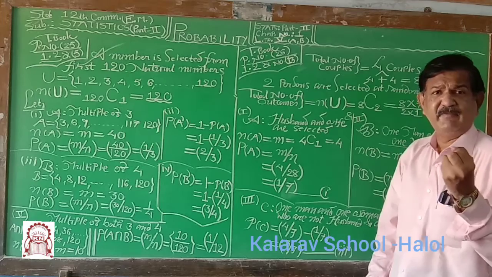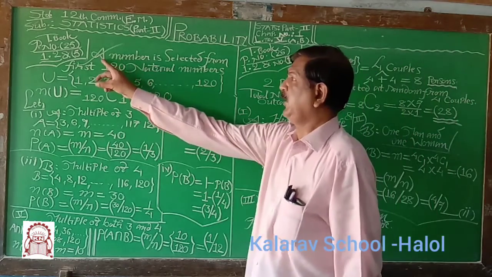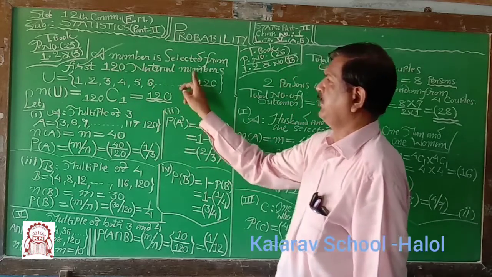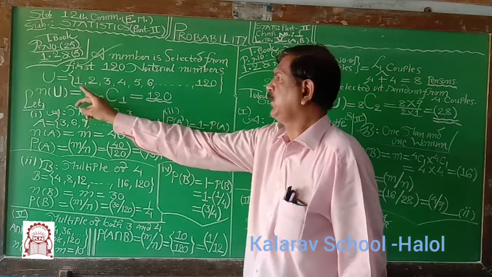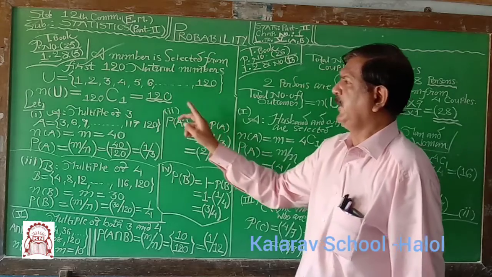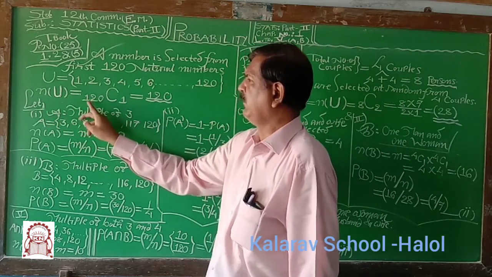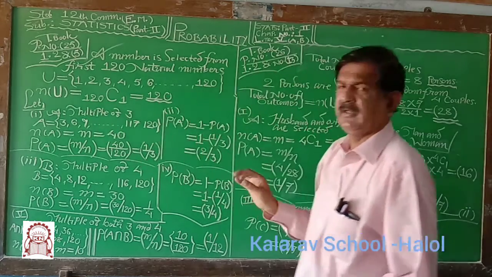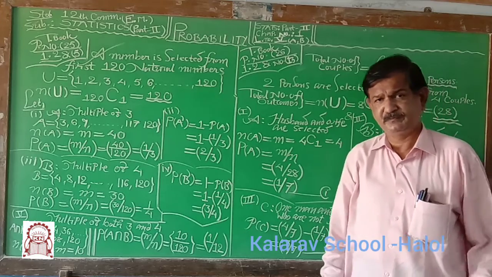A number is randomly selected from the first 120 natural numbers. See, a number is selected from the first 120 natural numbers. It means the universal set, the sample space, U or capital S, equals 1, 2, 3, 4, 5 up to 120. Hence the number of sample points in the sample space, that is elements, is 120C1, selection, equal to 120. It is known as the total number of outcomes.